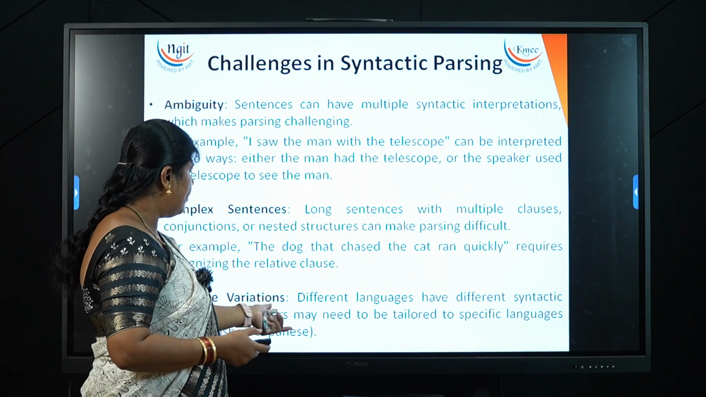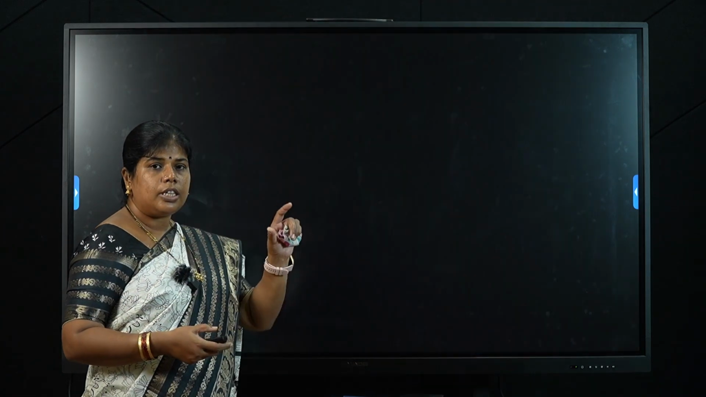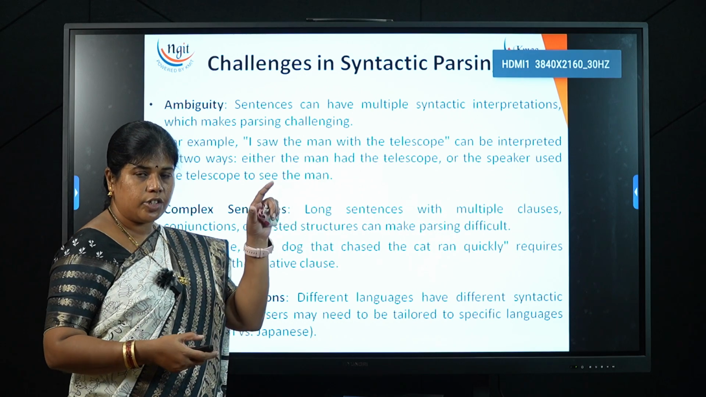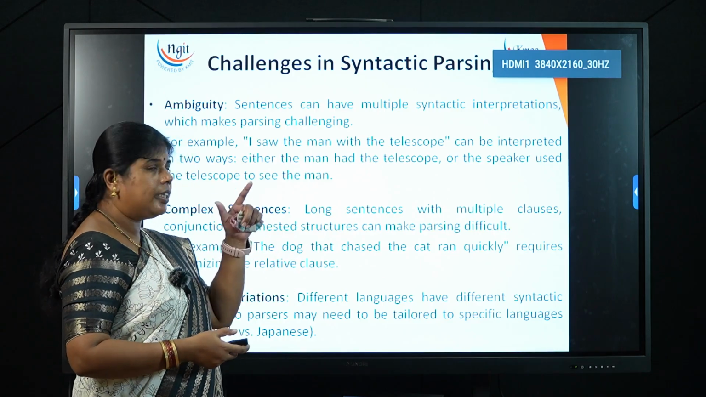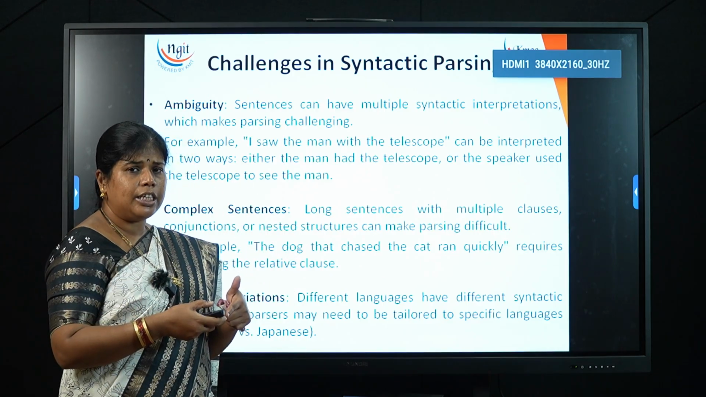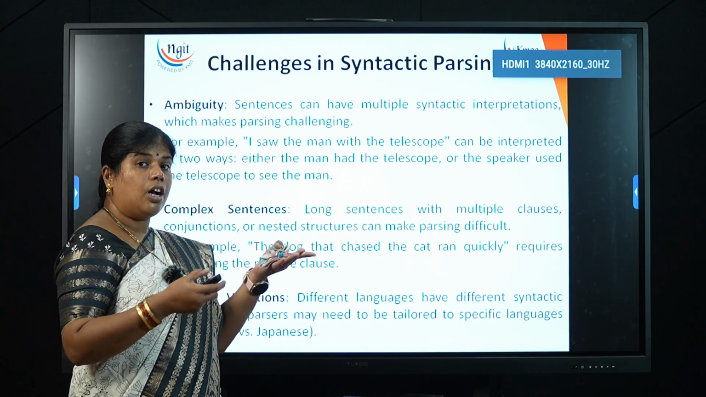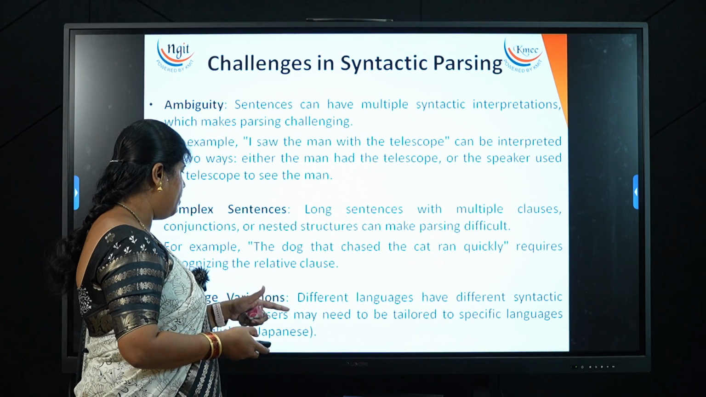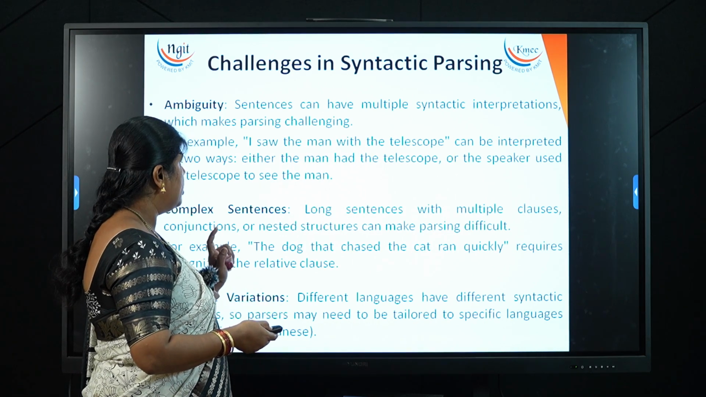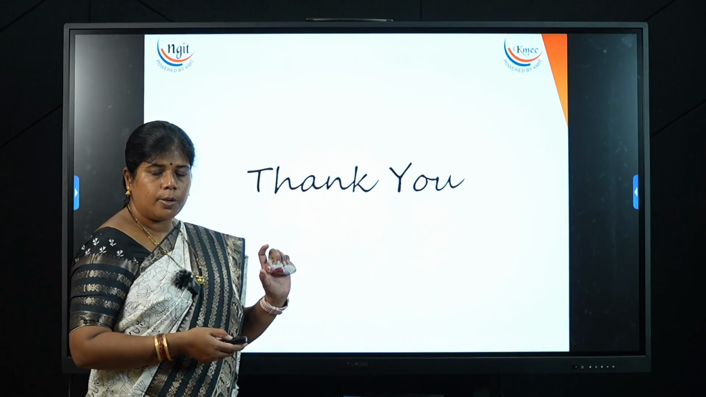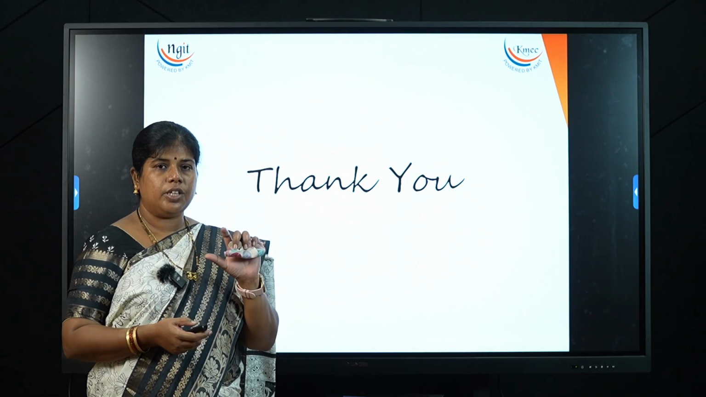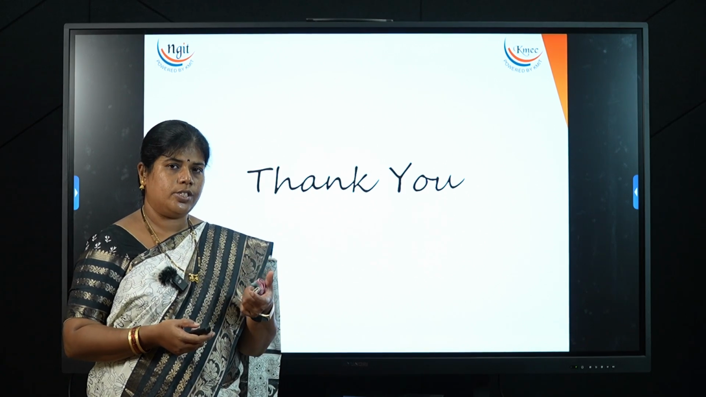But what do you mean by language variation? Now the user is giving his search in a particular language, but your database corpus, that is the document corpus, is in a different language. Then how are you going to handle this variation? So that is one of the challenges. So this is all about syntactic parsing, in which how meaning is affecting your search process.